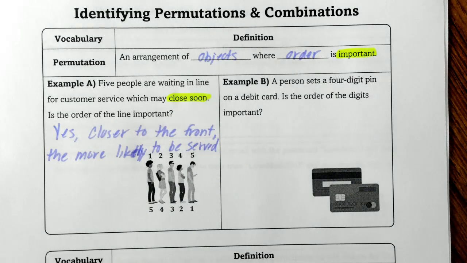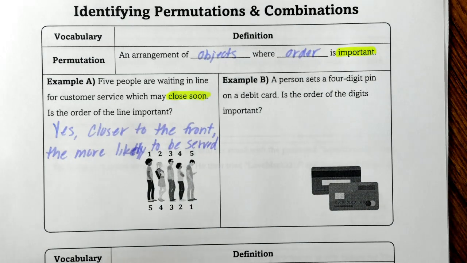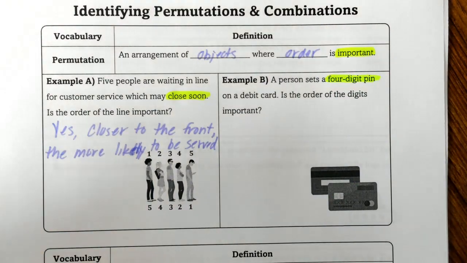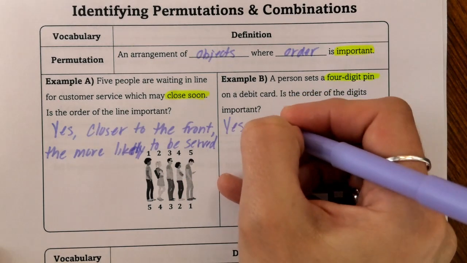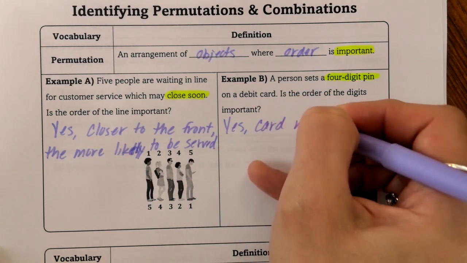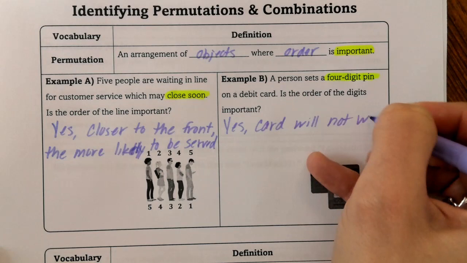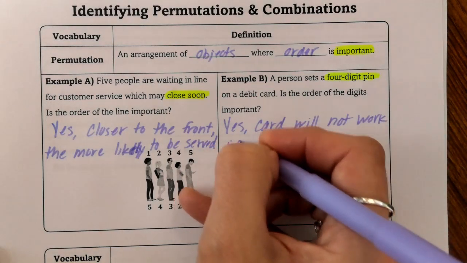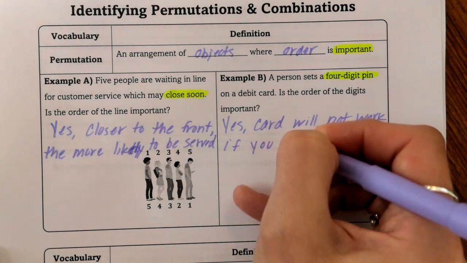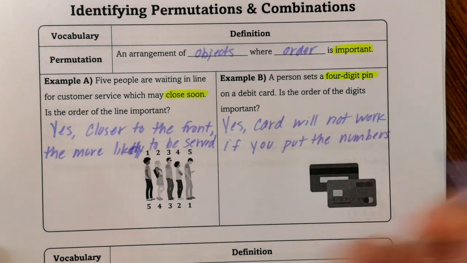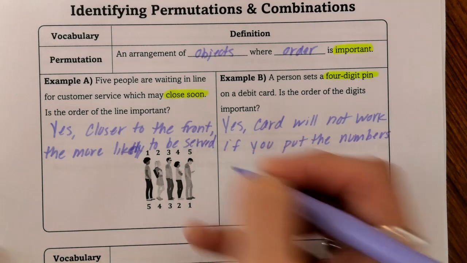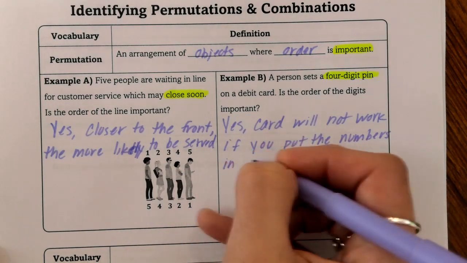The next one says a person sets a 4-digit PIN on a debit card. Is this order important? The big thing here is your 4-digit PIN. Everything that's a PIN or a password is going to be important. So here we can say yes, because the card will not work if you put the numbers in a different order.